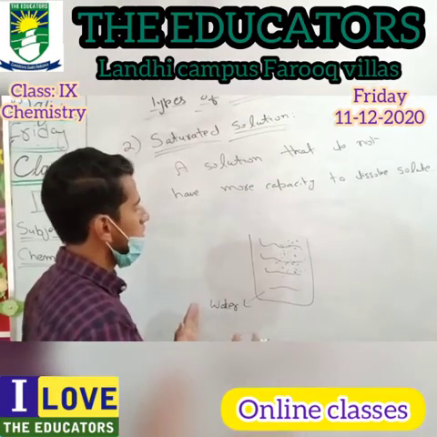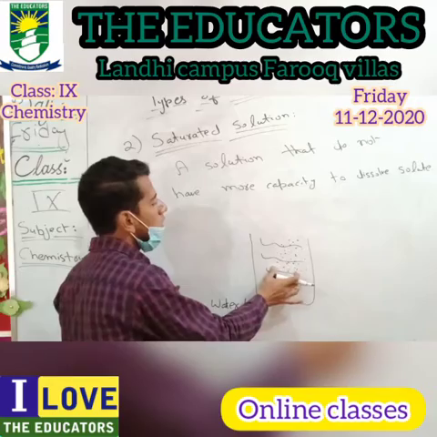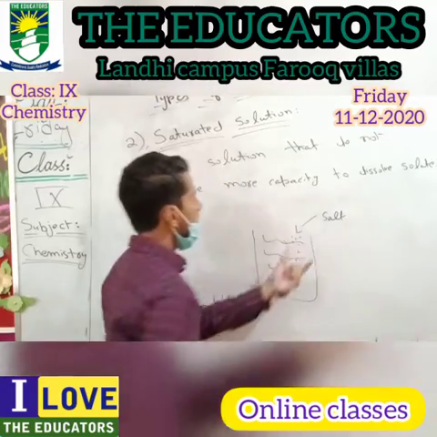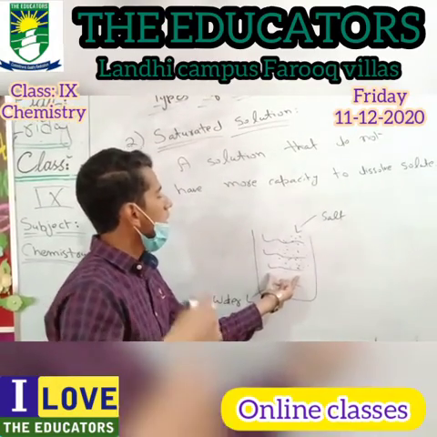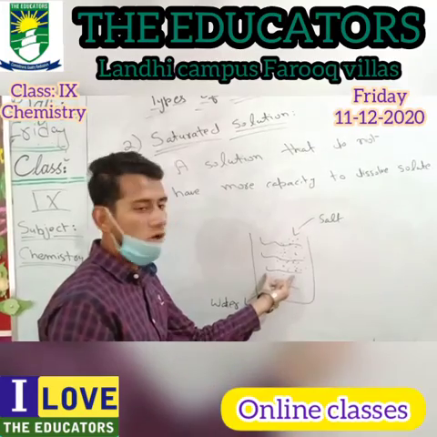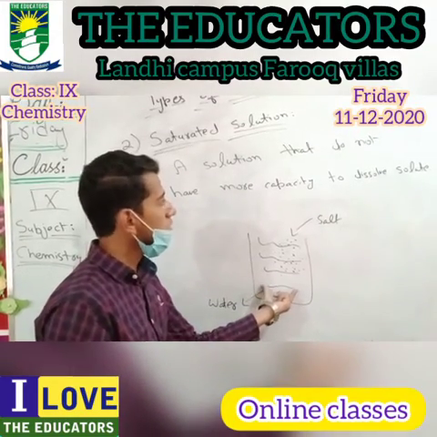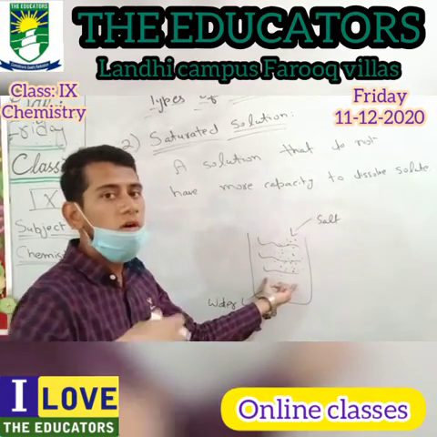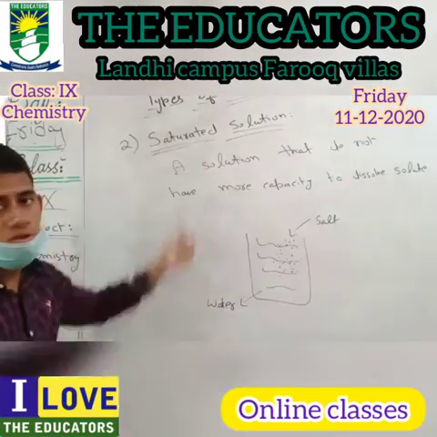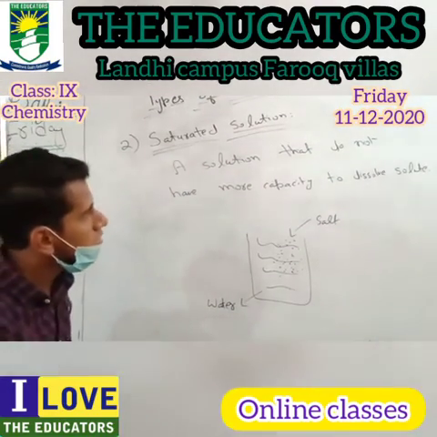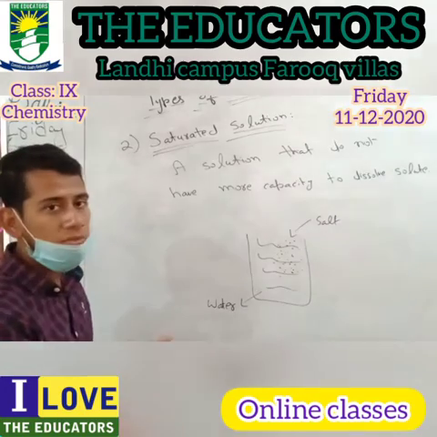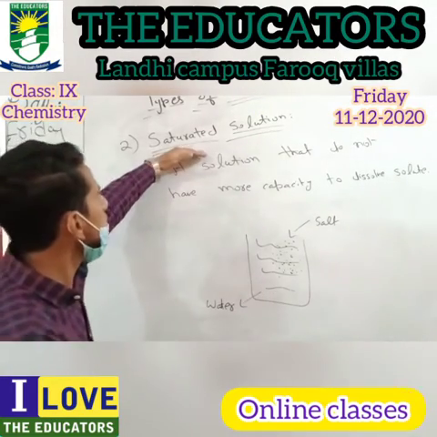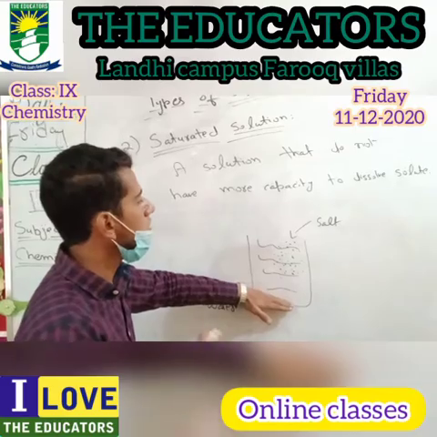After this point, if I keep sprinkling salt here, it will stop dissolving the salt. If I keep sprinkling salt in this water, a time will come when it will stop dissolving it. At that time, a solution which is not able to dissolve any more salt is called a saturated solution. Previously I told you about the unsaturated solution, which has more capacity to dissolve salt. It simply means you may add more salt in an unsaturated solution, but a saturated solution will not dissolve any more salt.